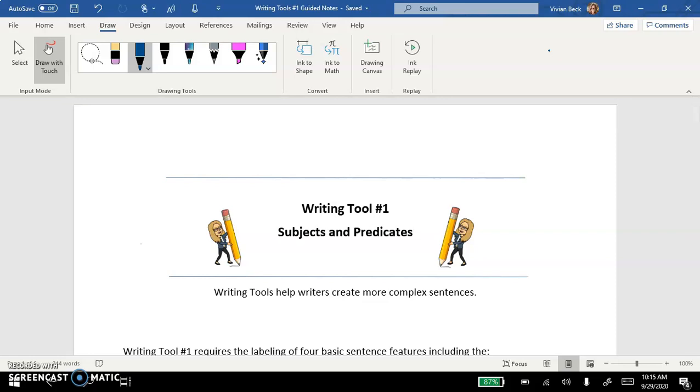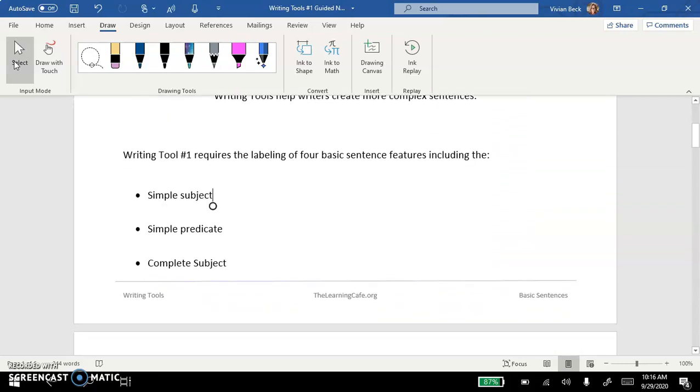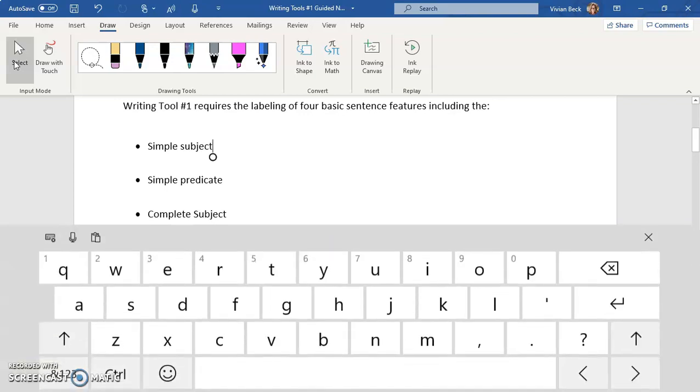In this video, we're going to learn about writing tool number 1, which is identifying basic sentence structures. You could call them macro structures, and we're going to be looking at subjects and predicates. The one thing to keep in mind is that writing tools help writers create more complex sentences, and this is really important to know, so you know the purpose as to why we're learning this. So here is what you are going to see in this video.